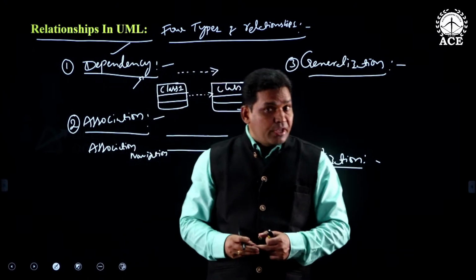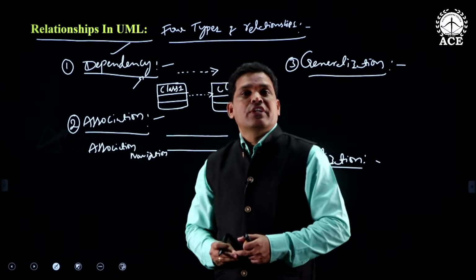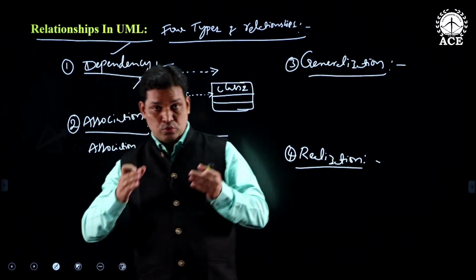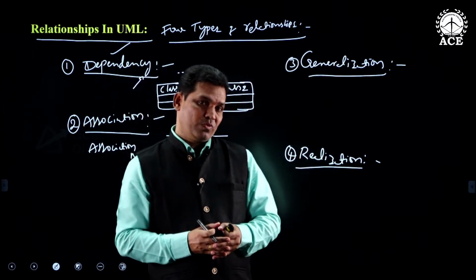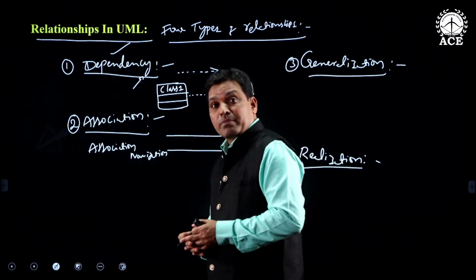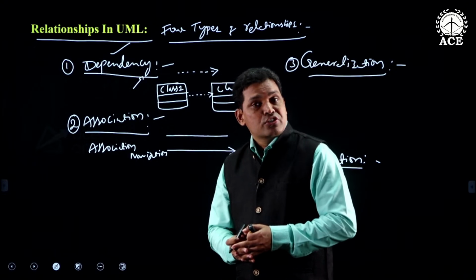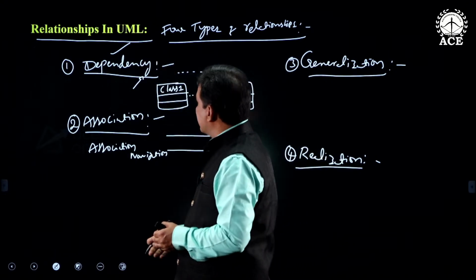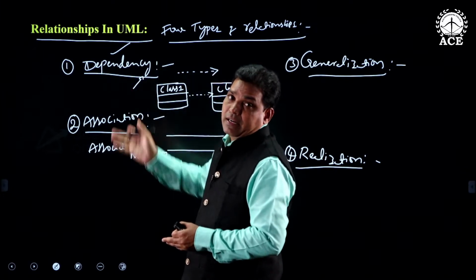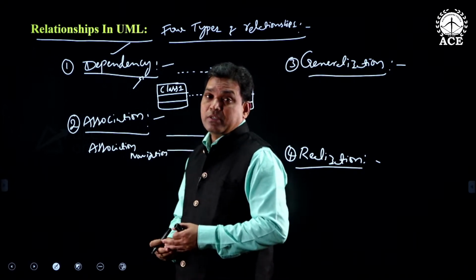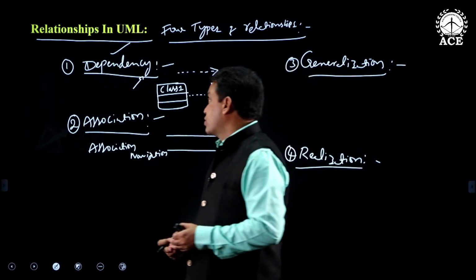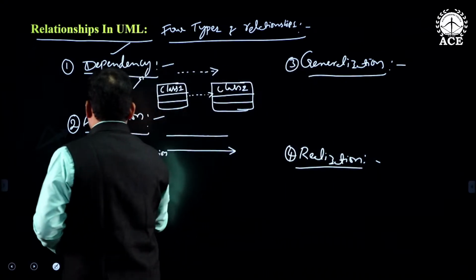What is the situation where we have to use the association relationship? When two classes are depending on each other, in that situation only we have to use the association relationship. In the previous case, dependency, only one class is depending on another class, but the other class is not depending on that class. Whereas in the association relationship, when two classes are depending on each other, only then we use it. Let me take a simple example.